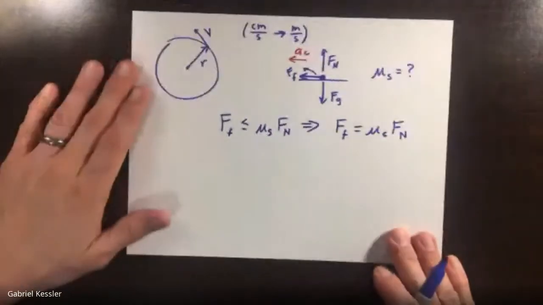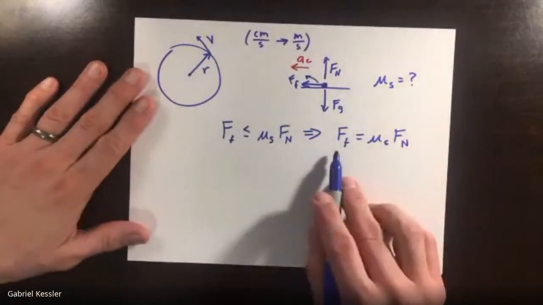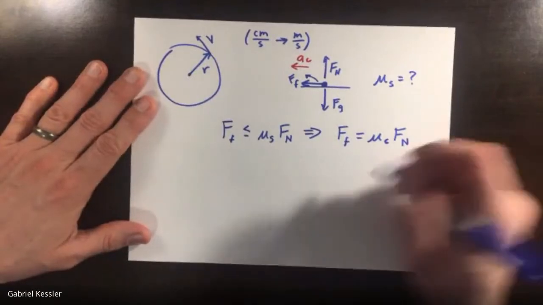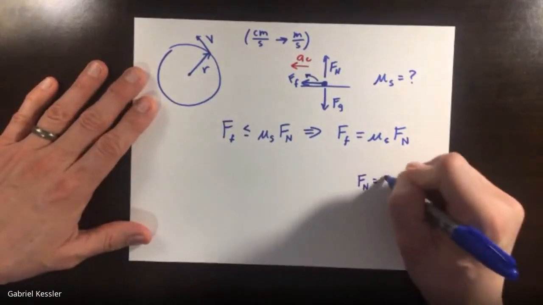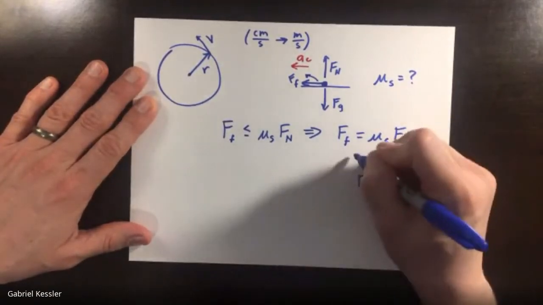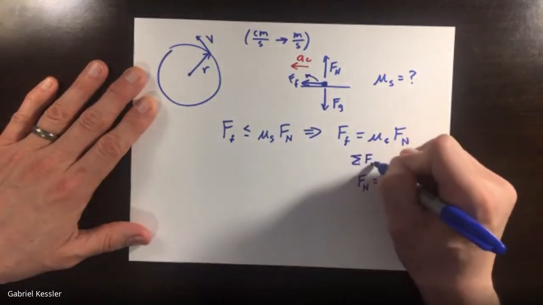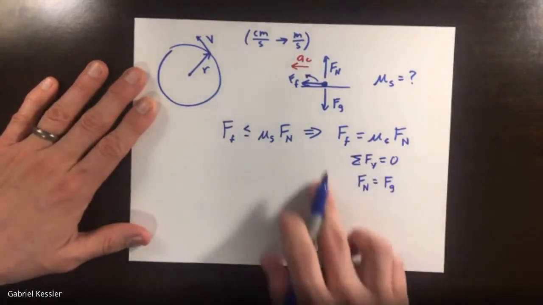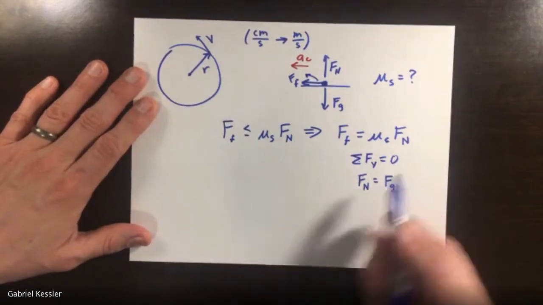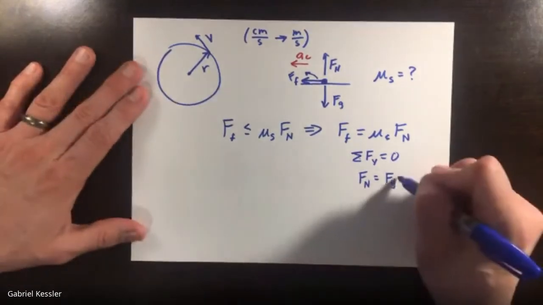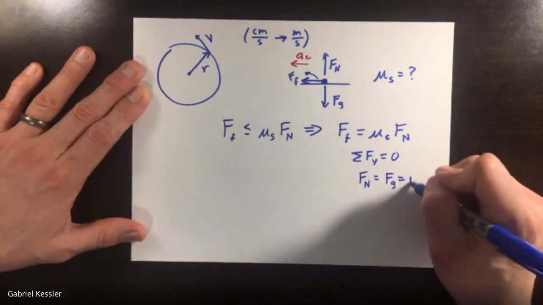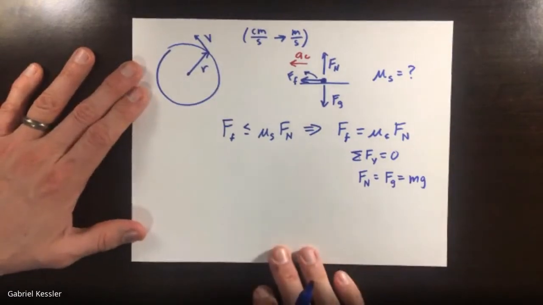All right, so from our free body diagram, we see that the normal force is equal to the force of gravity. Technically, that's net force in the y direction equals 0. Normal force up minus force of gravity down equals 0. So we take that to the other side, and we get normal force equals force of gravity, which is mass times the acceleration due to gravity.